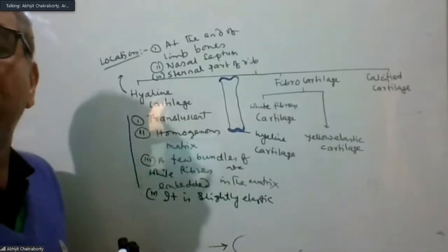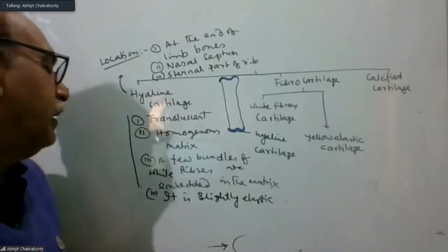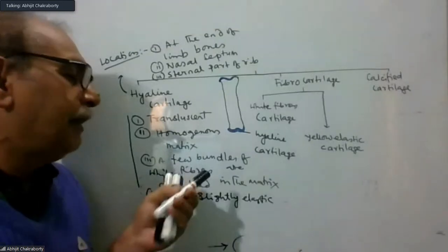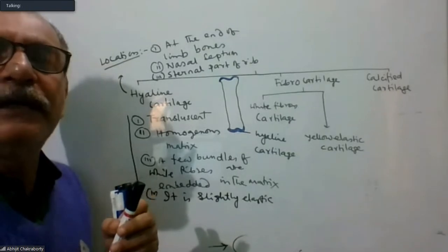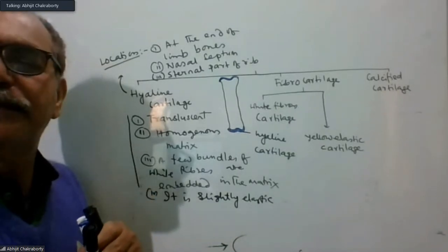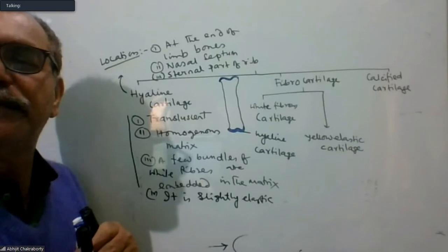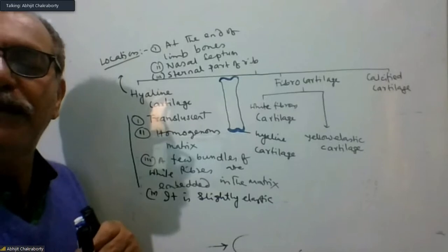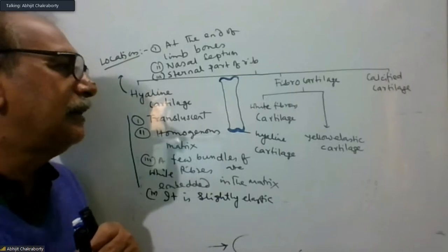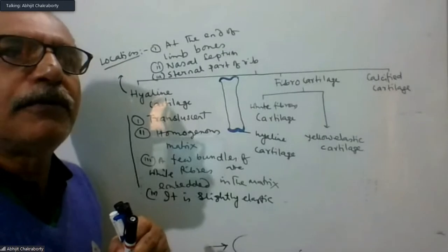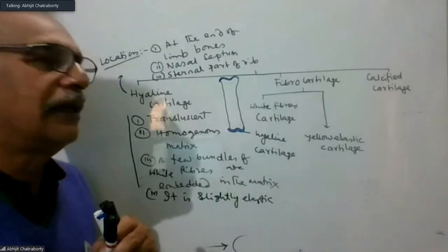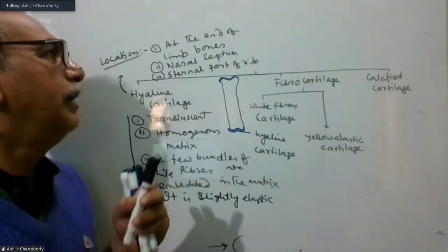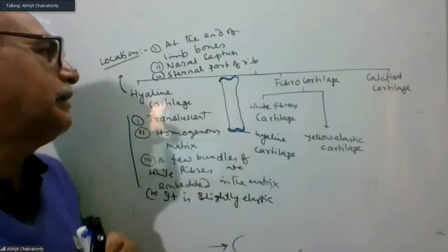Point 3: a few bundles of white fibers are embedded in the matrix. And due to the presence of a few bundles of white fibers, it is slightly elastic. Clear? Yes, sir, clear.